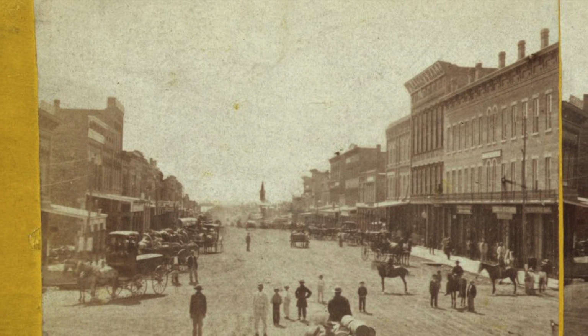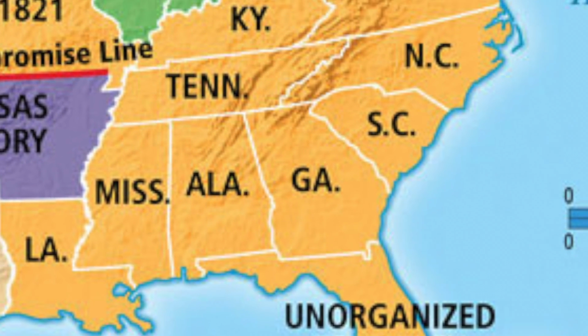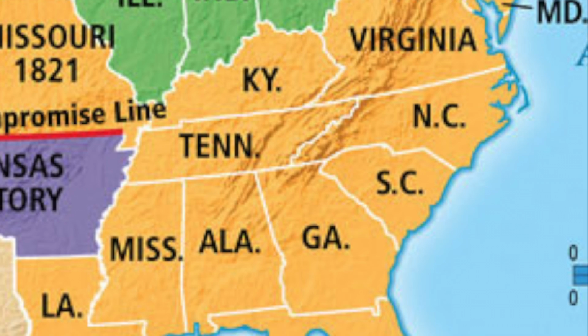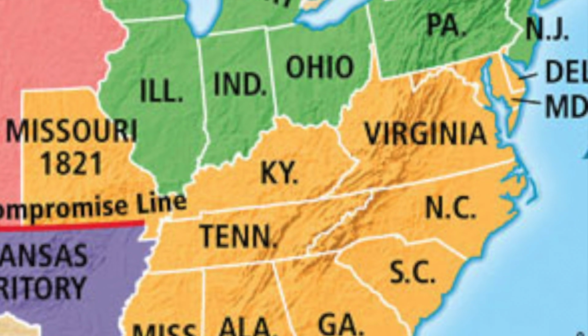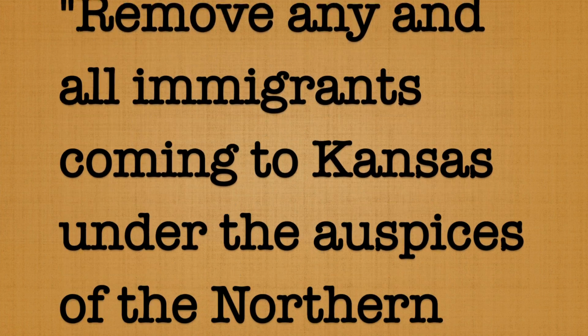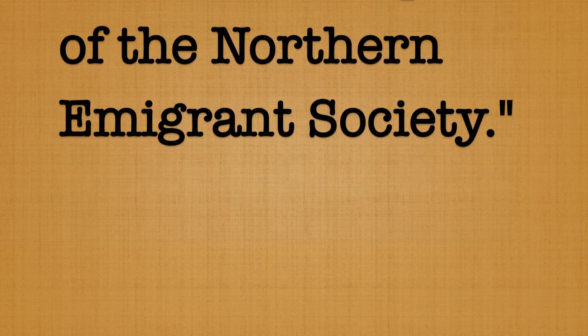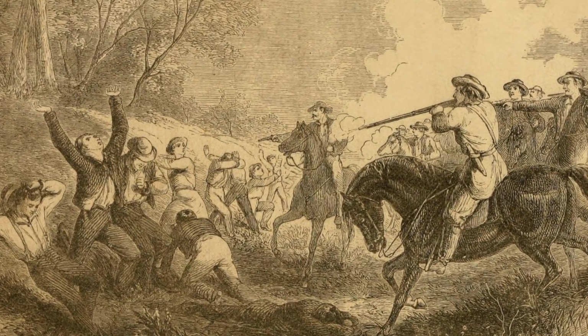On the other hand, some southern citizens were bribed to go to Kansas in convoys. Some of these people came from Georgia, South Carolina, and Virginia. But the biggest pro-slavery support came from Missouri. A Missouri citizens meeting resolved to remove any and all immigrants coming to Kansas under the auspices of the Northern Immigrant Society. These conflicting sides were fanning the flames for future violence in Kansas.